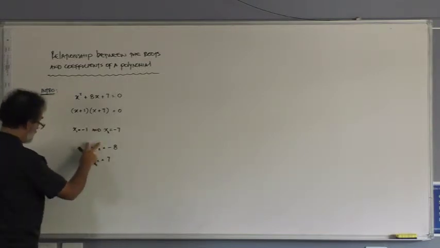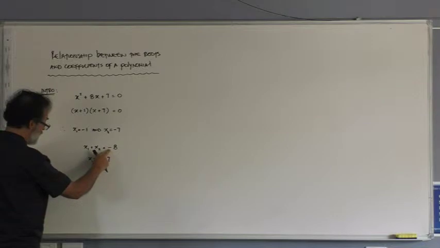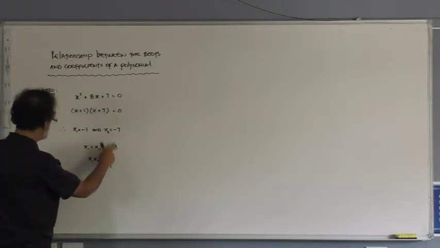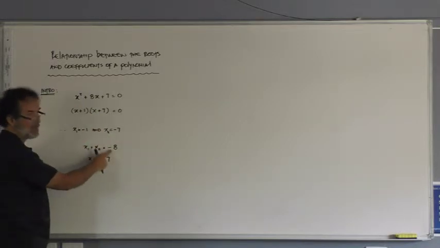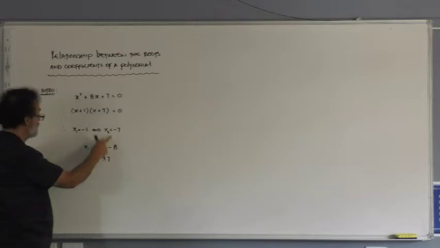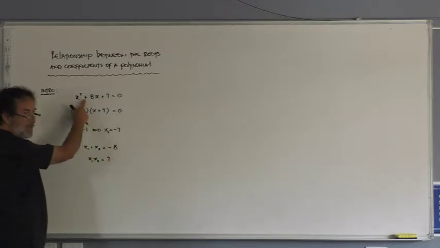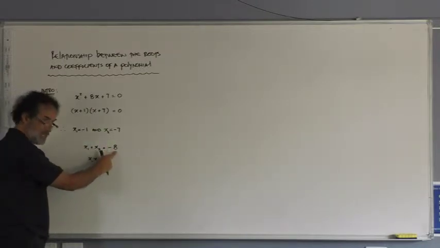When you add the solutions, the answer is going to be the opposite of the number. So if this number is -8, then in here you're going to have +8. But in this case, can you see that this is +8? So that means the answer is -8.